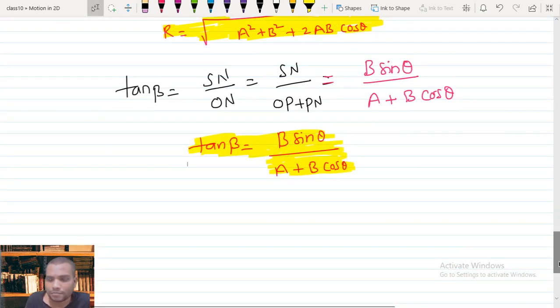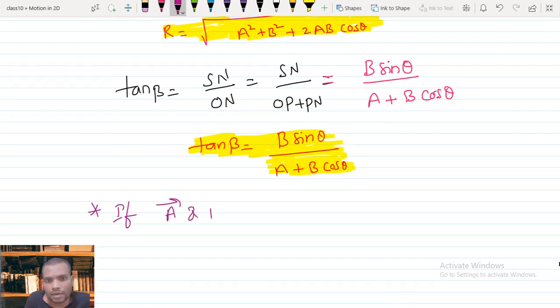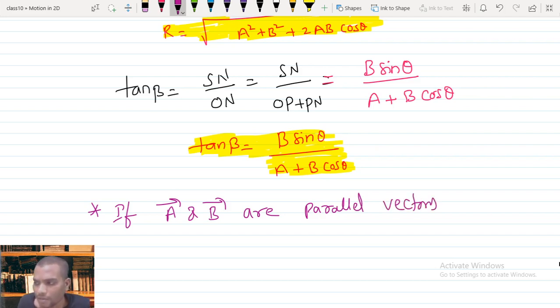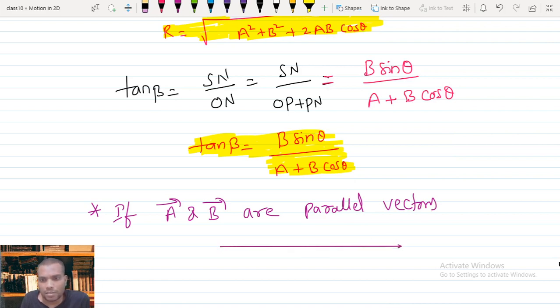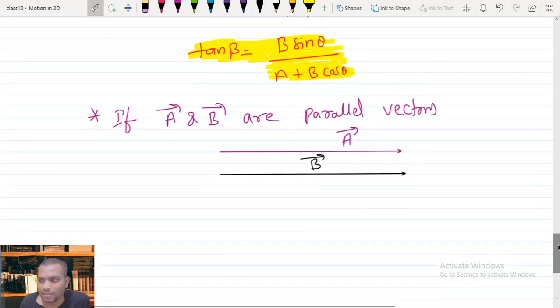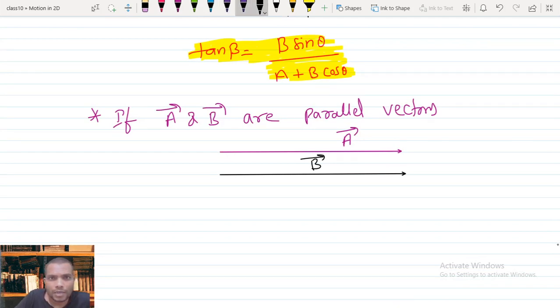Let's discuss some cases. The first case is if vector A and vector B are parallel vectors. If they both are parallel vectors, what is the formula for magnitude and direction? Suppose this is vector A and this is vector B. These two vectors are parallel. If you are adding these two vectors, what is the resultant vector formula? If they are parallel vectors, the angle between them theta equals how much? 0 degrees.